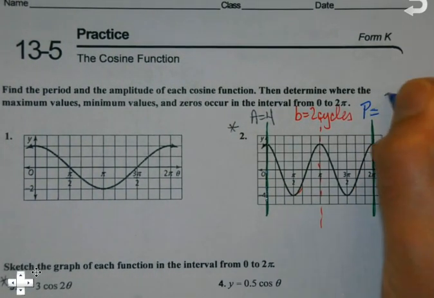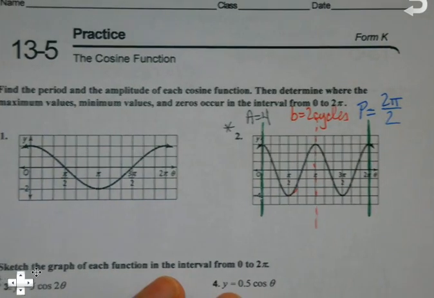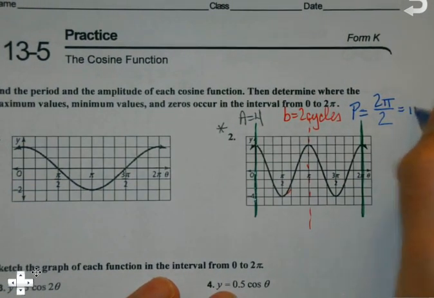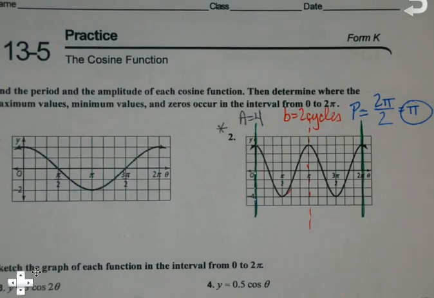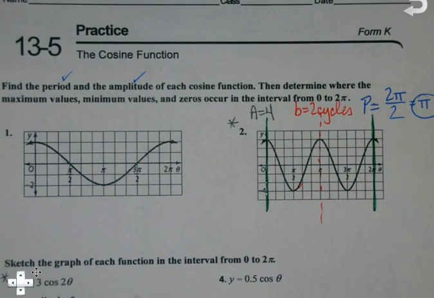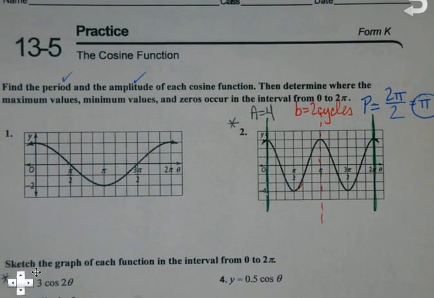So with that being the case, then my period is always 2 pi divided by B. So 2 pi over 2 would just be pi. So I've got my period, got my amplitude. So then we're looking for maxes and mins and all these other things within those values.